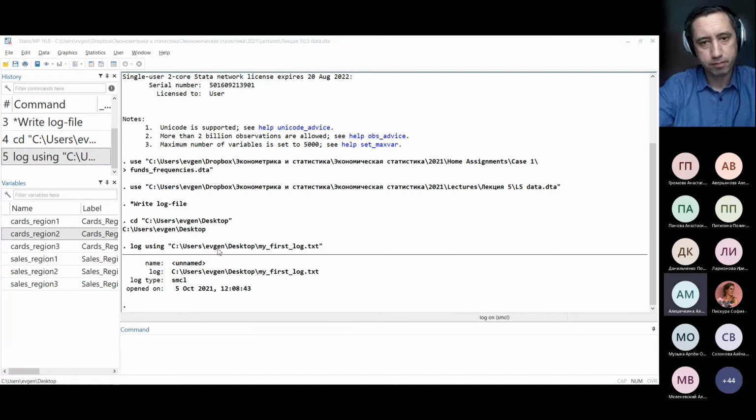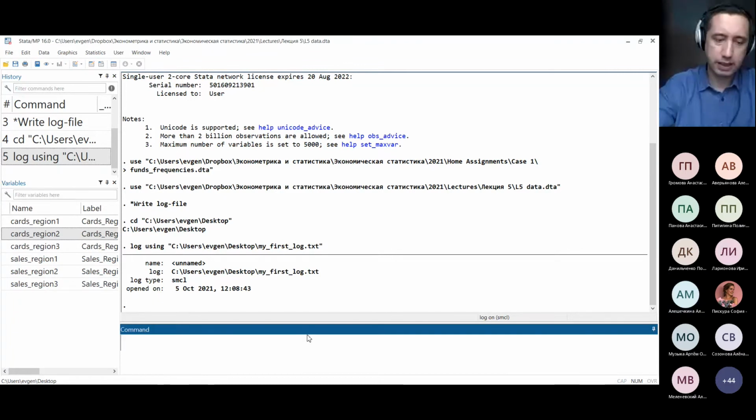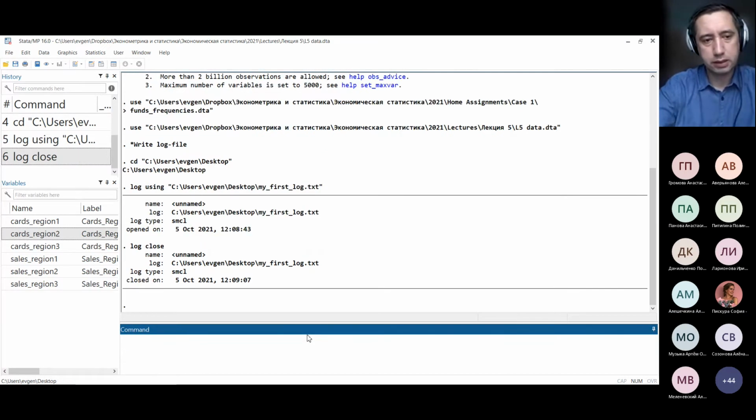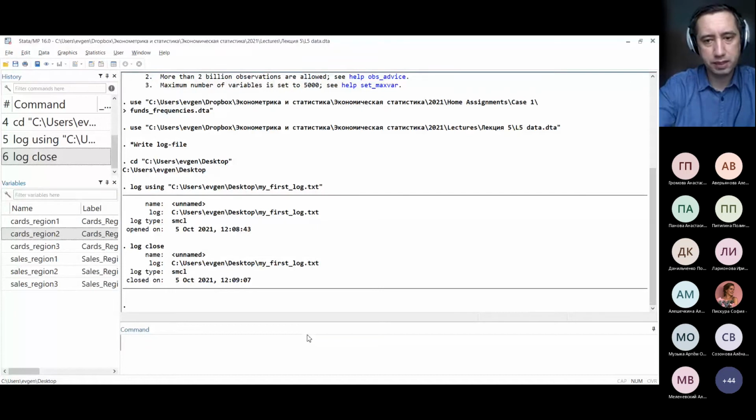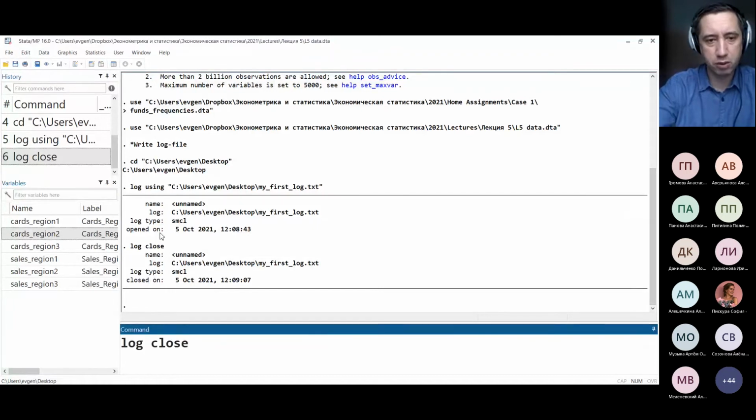Evgeny Alexandrovich, what if on Mac software we don't have such an option? Let me explain. If you don't have such an option, and by the way, let me show you. If you successfully opened a log file, please type log close.